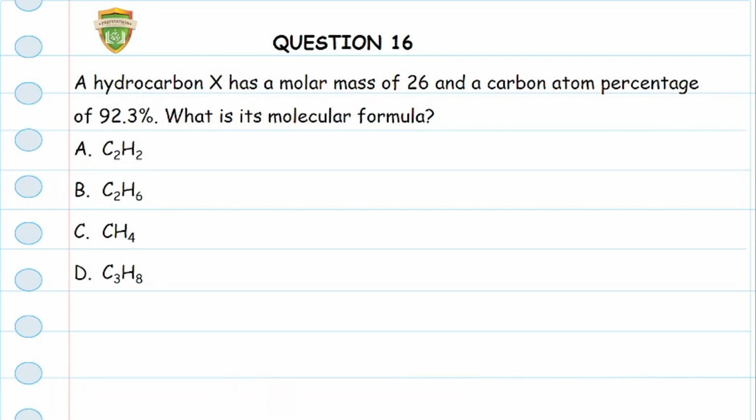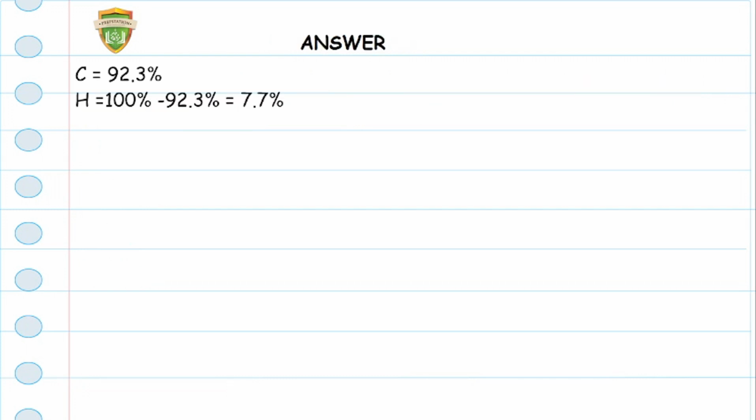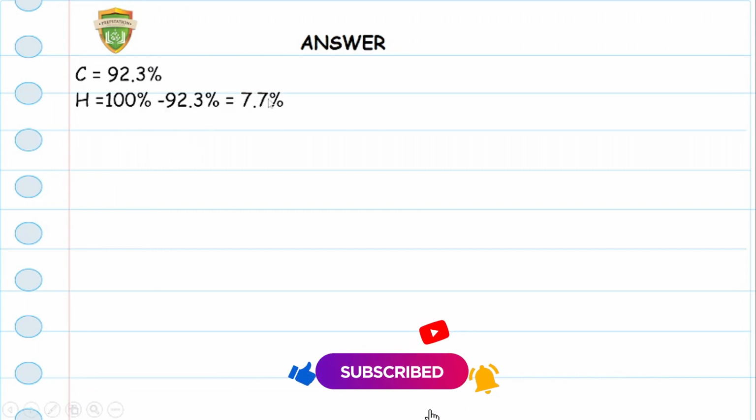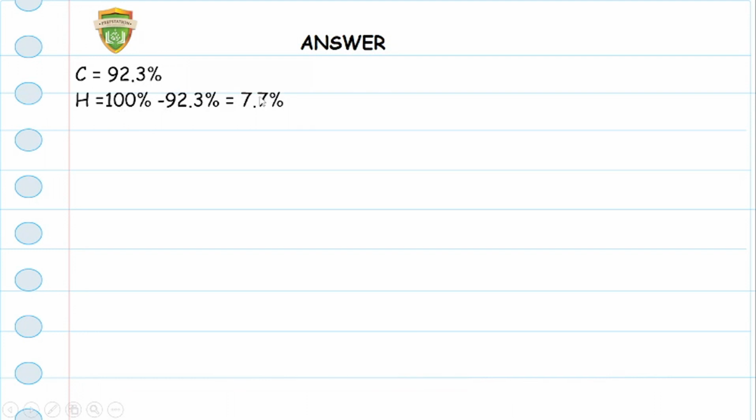Now, question 16. A hydrocarbon X has a molar mass of 26 and a carbon atom percentage of 92.3%. What is its molecular formula? So we're given the percentage of carbon to be 92.3%, and we know 100% is the whole. So that means that for hydrogen, we're told it's a hydrocarbon, meaning it contains hydrogen and carbon only.